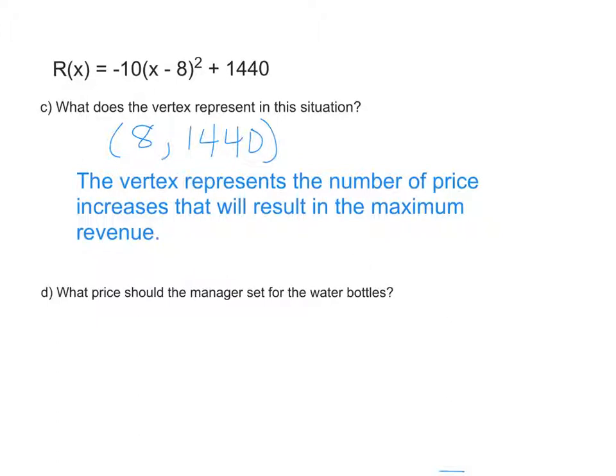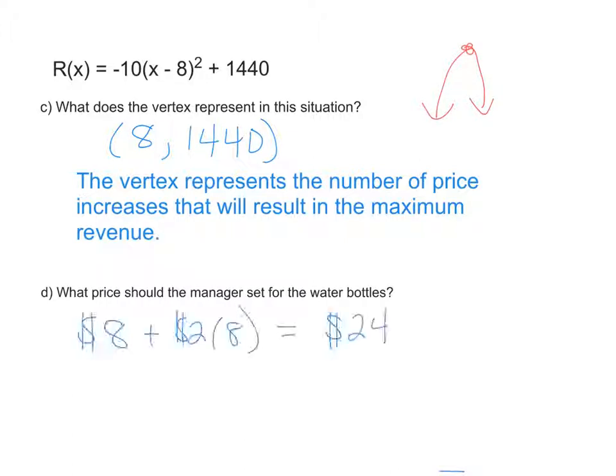It's the highest point on the graph, right? This is a quadratic function that opens down. Something like that. The vertex is that point right at the top. That's the highest revenue, the maximum value. So what price should the manager set for the water bottles? $24. Who's going to buy a $24?